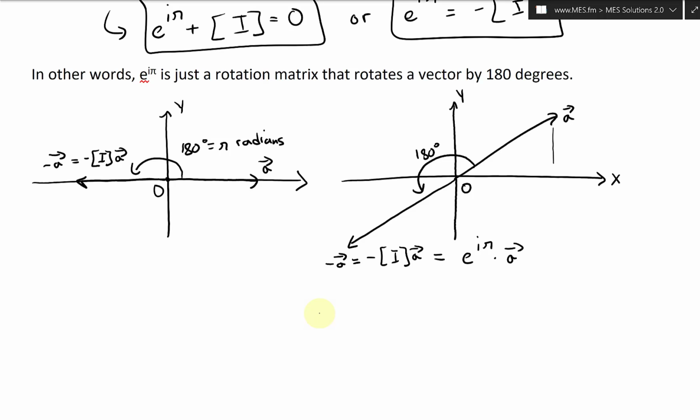So if you have components, let's say A and B, now you're going to go backwards. You're going to have negative A, negative B. You're just going backwards. It's fascinating stuff.